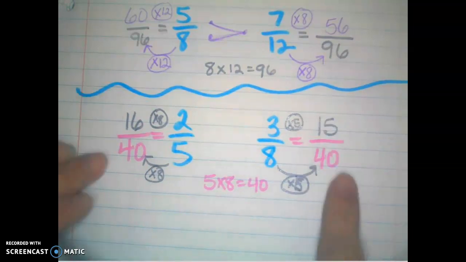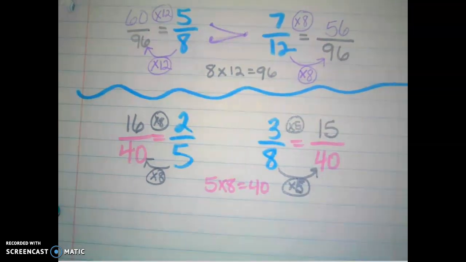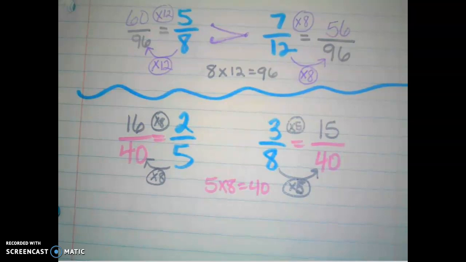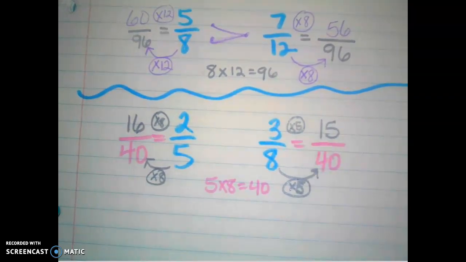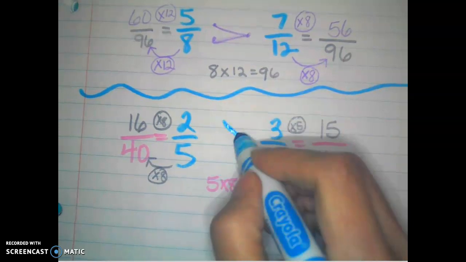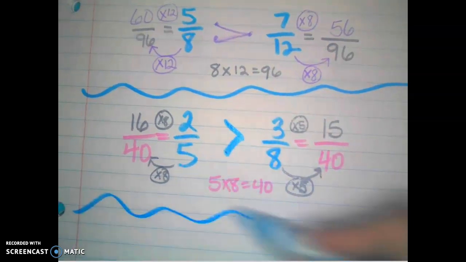I made equivalent fractions. And then step 3 is to compare your numerators. What's larger, 15 or 16? 16 is larger. So 2/5 is greater than 3/8.